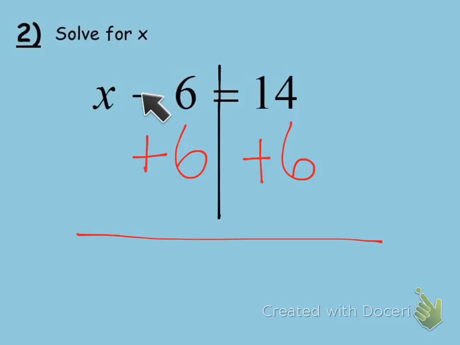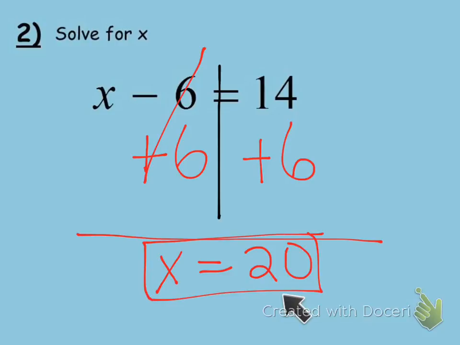What is a minus 6 plus 6? That's 0. Once you get to 0 and you're adding and subtracting, you don't need to write it. All you need to write is the x part. So we have x equals, what's 14 plus 6? 20. Very good. Again, we're going to pick up the 20.